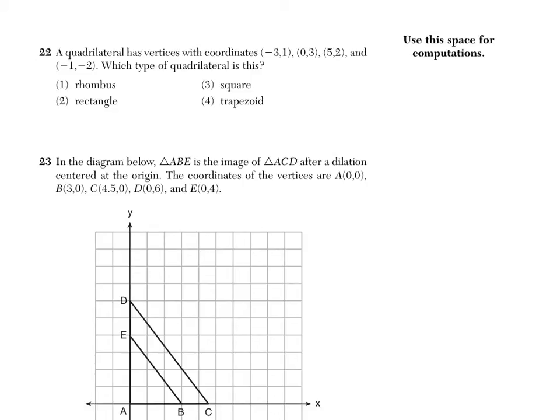A quadrilateral has vertices with coordinates -3, 1, 0, 3, 5, 2, and -1, 2. Which quadrilateral type is this? This is, first of all, a level 8 question, applications of coordinate geometry. And I'll tell you this, I don't think we'll ever see a question this easy again. This is just basically saying, take out a graph, plot your points. And if you plot your points, it's going to look, and I'm giving you a terrible view right here, but it's going to look something like this.